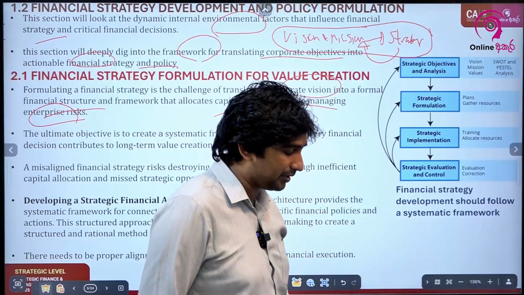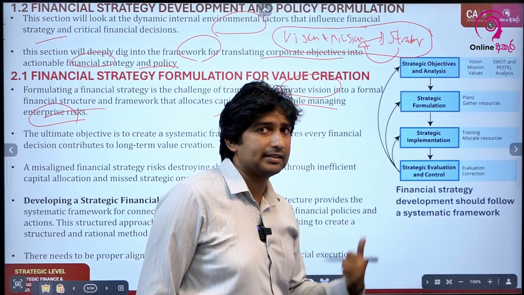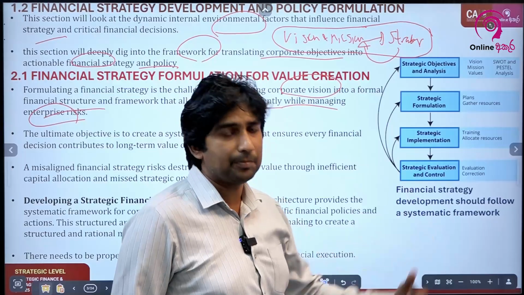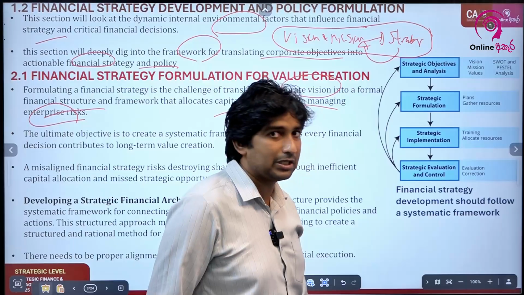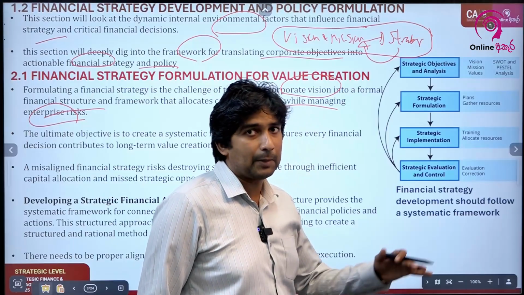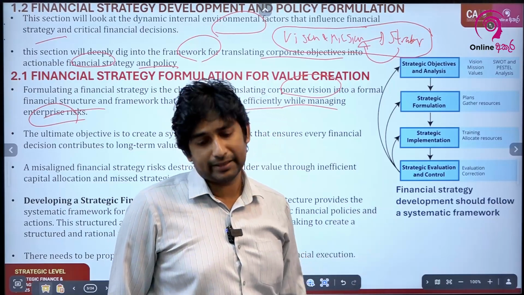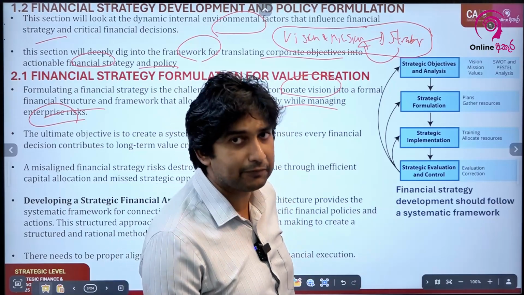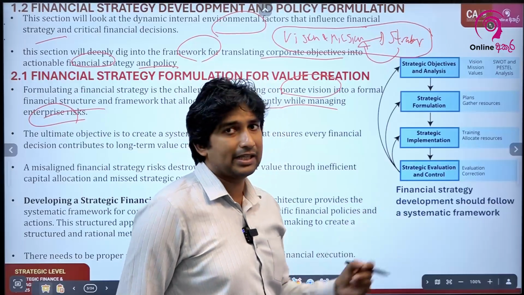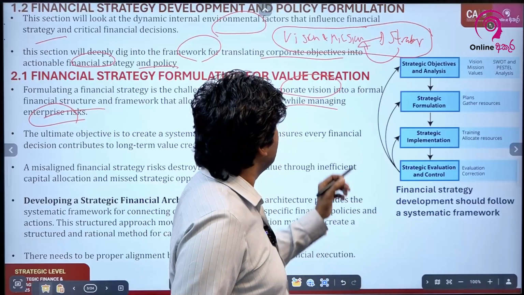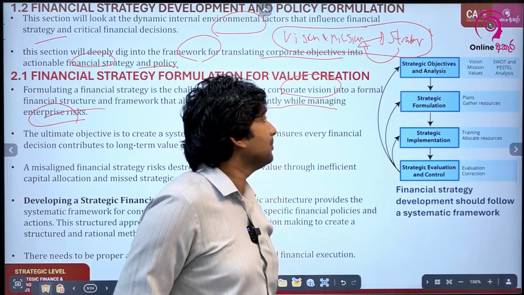For example, one of the strategies used by Apple is premium pricing. What if Apple tries to cut down their cost? Wouldn't that impact their brand reputation? Definitely that would impact their brand reputation. So your financial strategy should be directly related to the vision and mission of the organization, like any business strategy.